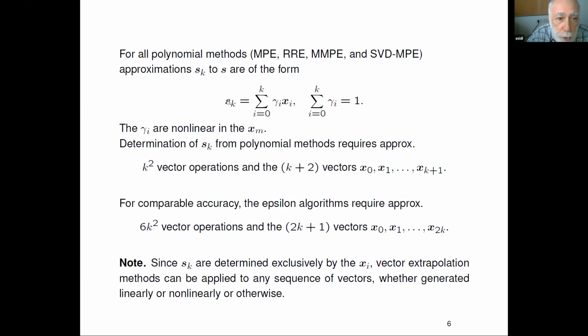To determine this vector, all you need is k-square vector operations, meaning k-square vector additions, scalar vector multiplications, or SAXPY operations, and the dot product. The input is these vectors x0, x1, up to x(k+1). So you need one more vector actually. So k plus 2 vectors, this is all you need to obtain this thing here. And the epsilon algorithms, you see, they're 6 times more expensive computationally, and storage-wise, they're twice as expensive as the polynomial methods.